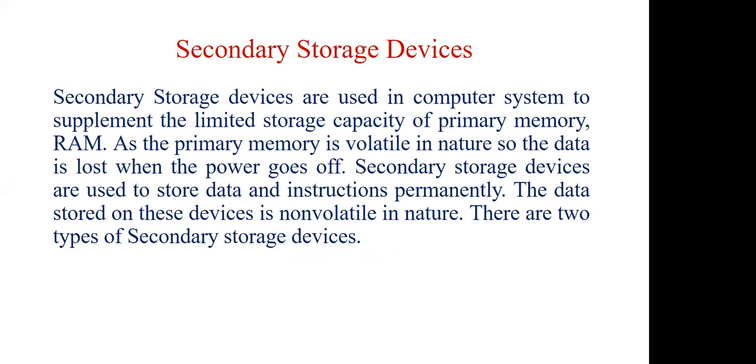Secondary storage devices are used in a computer system to supplement the limited storage capacity of primary memory, that is RAM or ROM. As the primary memory is volatile in nature, the data is lost when the power goes off. But to overcome this limitation, we have another type of memory, that is secondary storage devices, because we need a certain type of memory which can store our data.